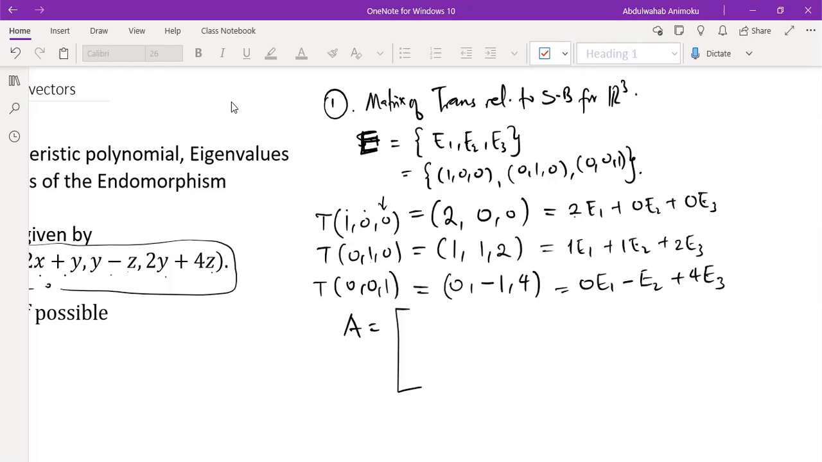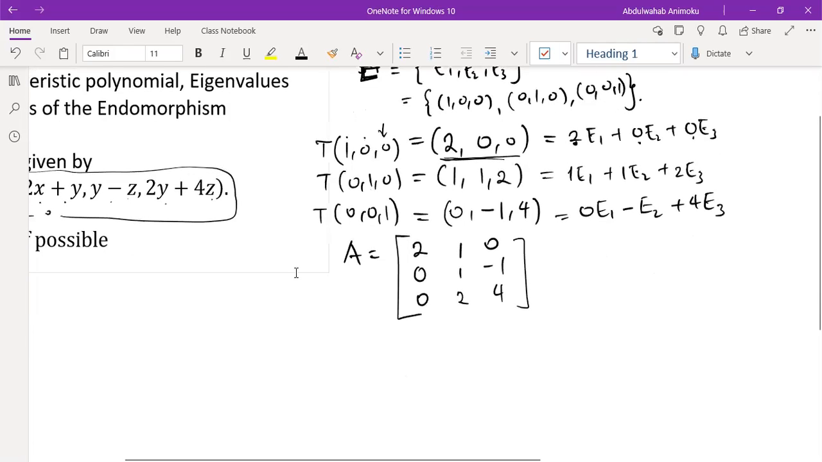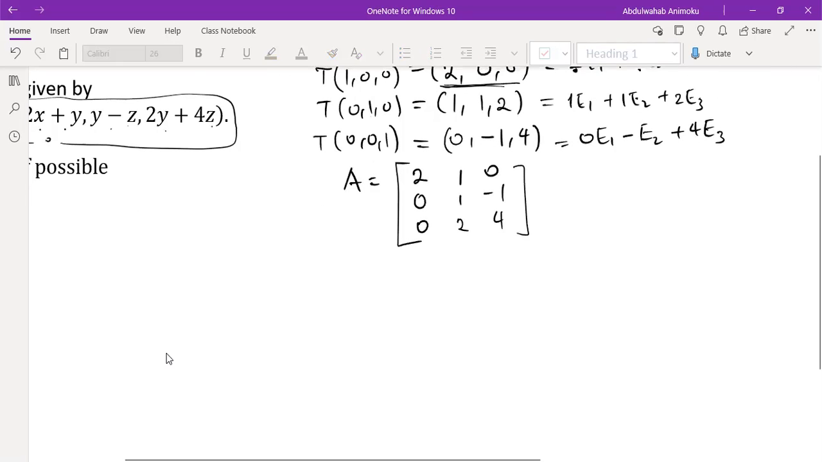Now we are going to write these coefficients as column vectors for this matrix. So that's going to be 2, 0, 0, and the next one is 1, 1, 2, and the last one is 0, minus 1, 4. Basically, you look at each vector and write it as a column vector in that matrix. That is how we get the matrix of transformation relative to the standard basis. Now that we have this, the next thing is to find the characteristic polynomial. So that will be the next step.